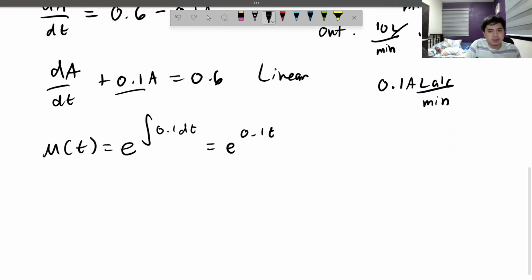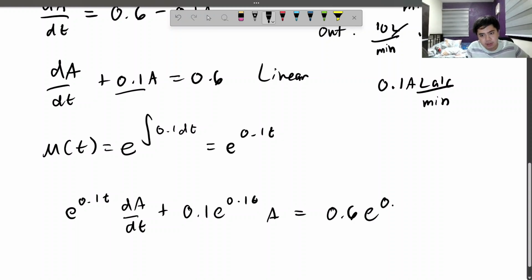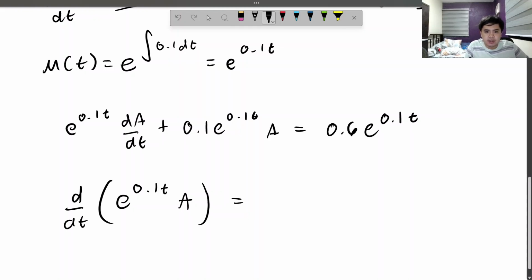All right, let's multiply it to both sides. e to the 0.1 t times dA over dt plus 0.1 e to the 0.1 t times A equals 0.6 e to the 0.1 t. Okay, so this is basically a form of the product rule, as we discussed earlier in the linear differential equations video. And let's not forget that the left side equals the derivative, d over dt of e to the 0.1 t times A, equals this 0.6 e to the 0.1 t.